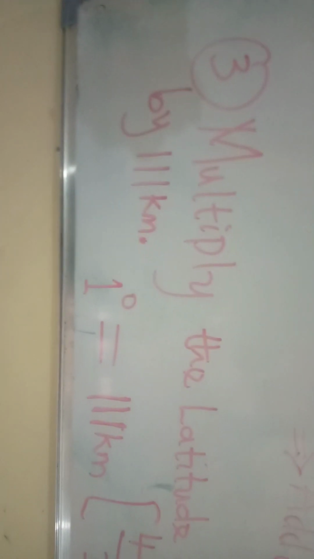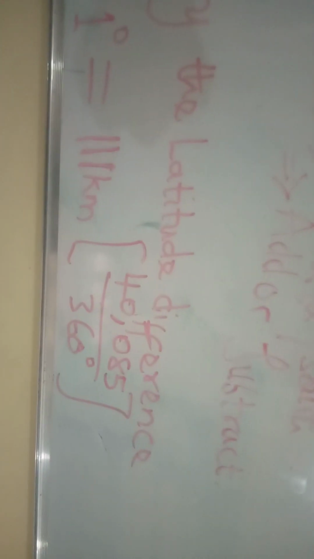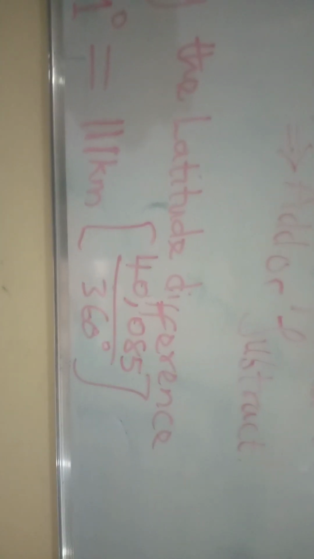Now look at the third one, which is the last step. It says multiply the latitude difference by 101 kilometers. How do we get that 101 kilometers? You divide the length of the equator of the earth, which is 40,085. That's the length of the equator of the earth.